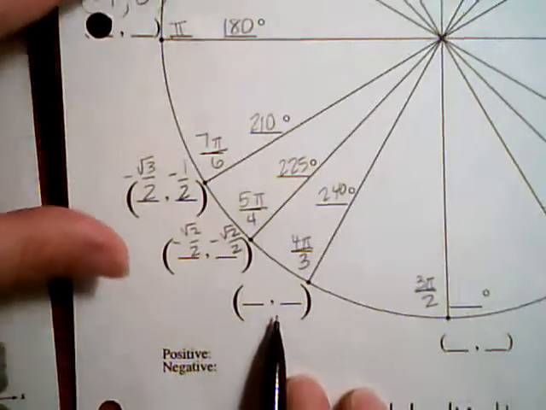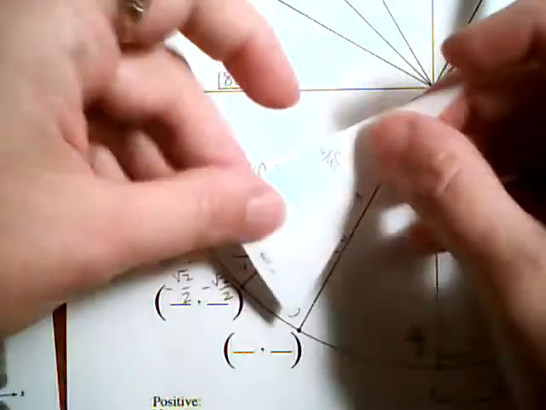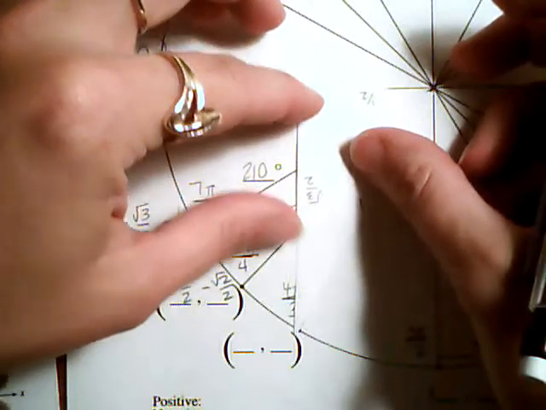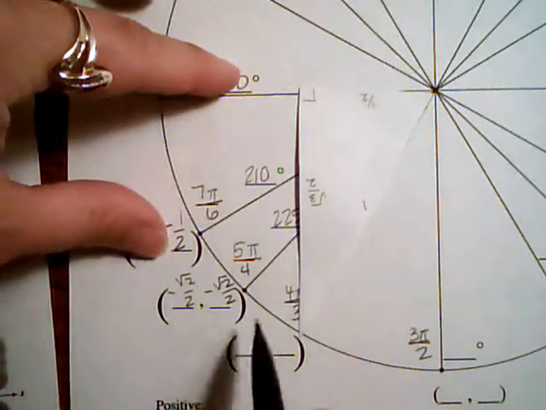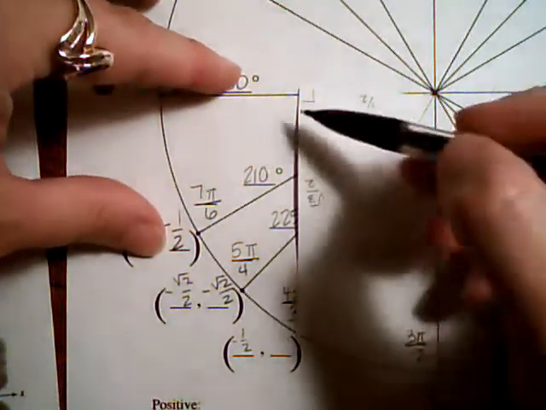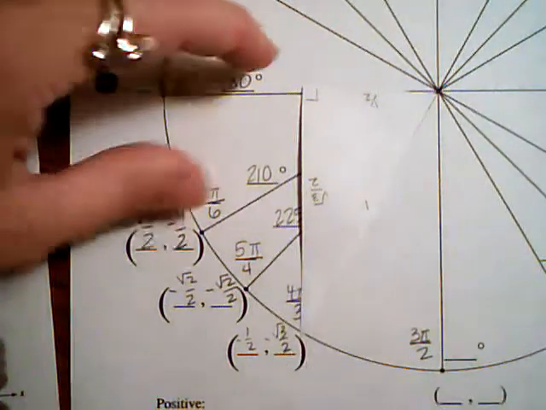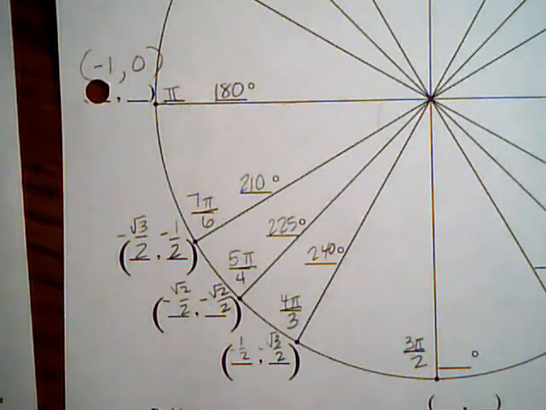Okay, then for 240 degrees, let's look at our triangle here if we want to put it in. The x value would be the short side, so negative 1/2. The y value would be the long side, negative square root of 3 over 2. Okay, and that takes care of the third quadrant.